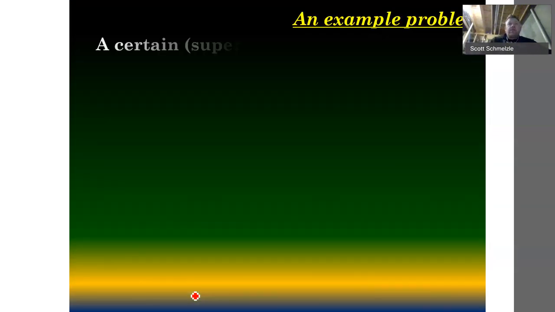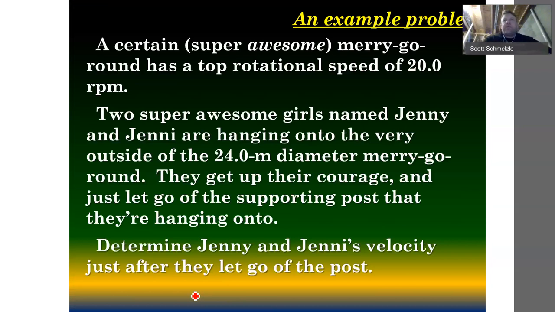Okay? All right, so try this one out. Pause it for a second and see if you can run through it. We find that the merry-go-round has a top rotational speed of 20 RPMs. Two super awesome girls named Jenny and Jenny are hanging on the very outside of a 24 meter diameter merry-go-round. Holy cow, that thing's moving and it's huge. 24 meters, remember that's about 3 1/3 feet in a meter. So this thing is somewhere in the neighborhood of 100 feet-ish, right? Yeah, I think so. That's craziness.